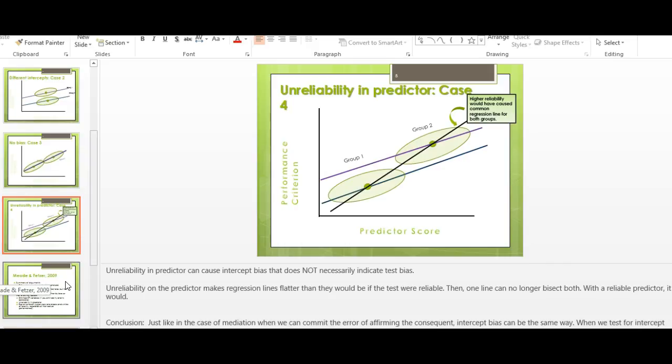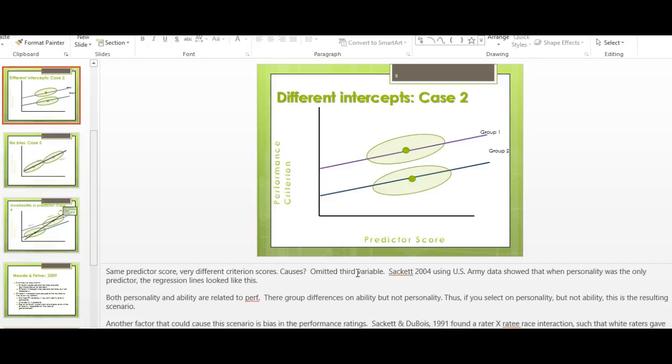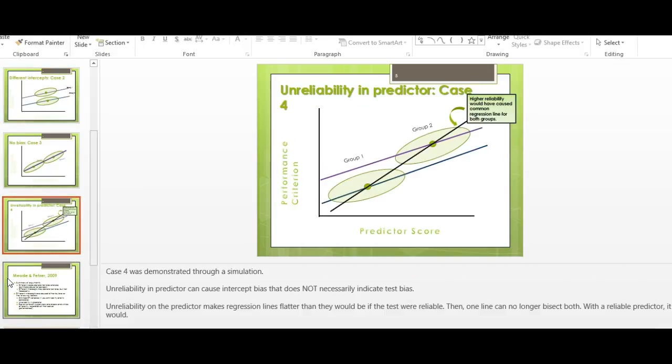Okay, so the goal is then, how do we know if intercept bias is real, or if there are other things going on? If there are omitted third variables, or if there's an unreliability issue, how do we know what's real and what's not, and how do we parse that out? And with the Cleary model, the traditional one that we've used historically, 1968, I believe, we wouldn't have a way to parse out these two scenarios. We wouldn't know whether the bias is real or not.